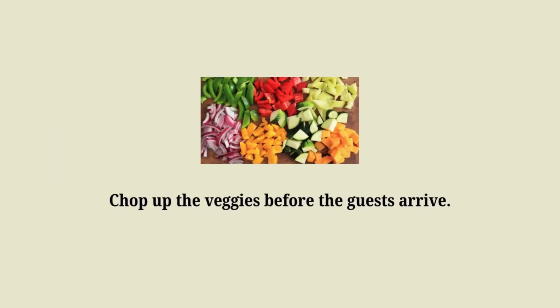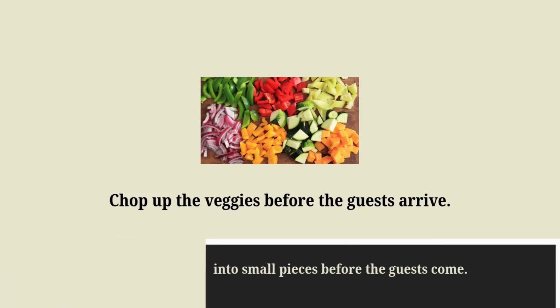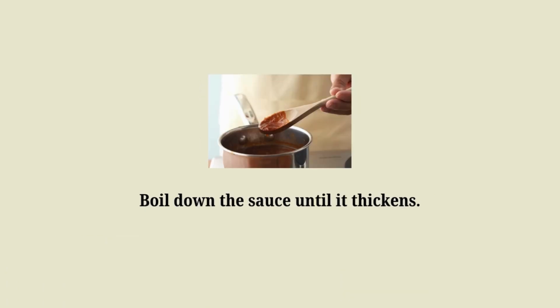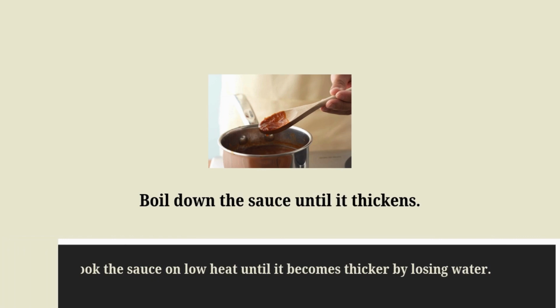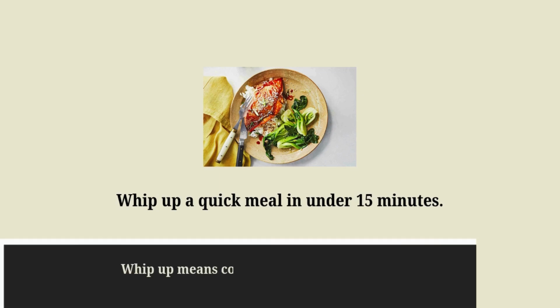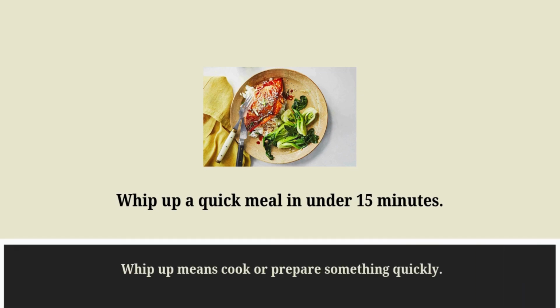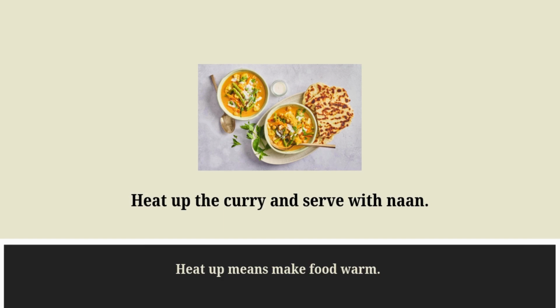Chop up the veggies before the guests arrive means cut the vegetables into small pieces before the guests come. Boil down the sauce until it thickens means cook the sauce on low heat until it becomes thicker by losing water. Whip up a quick meal in under 15 minutes. Whip up means cook or prepare something quickly. Heat up the curry and serve with naan. Heat up means make food warm.